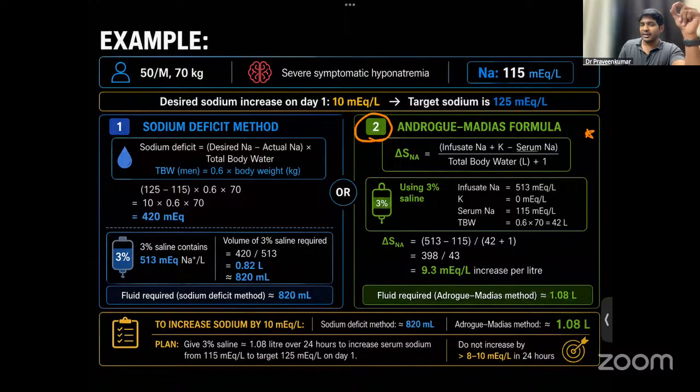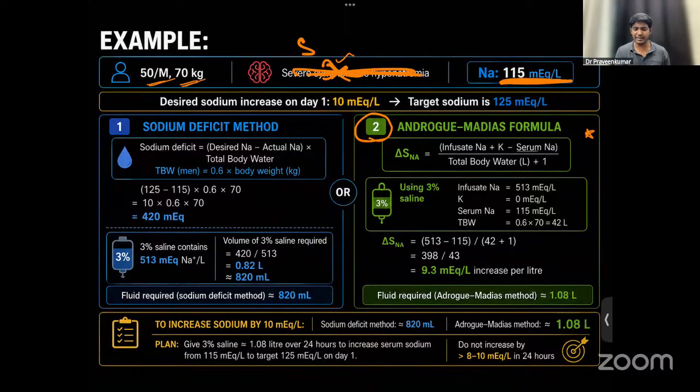Now how to do that? I'll give one example with which you understand. You have a 50-year-old male, 70 kg weight, and he has severe symptomatic hyponatremia. The sodium is going to be 115 milliequivalents. This is just for calculation's sake, so forget the severe symptomatic part and just consider it as severe hyponatremia. Symptoms like seizure, coma, it is severe hyponatremia. That's it. So sodium is 115.